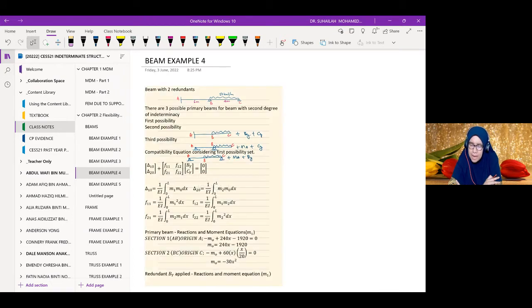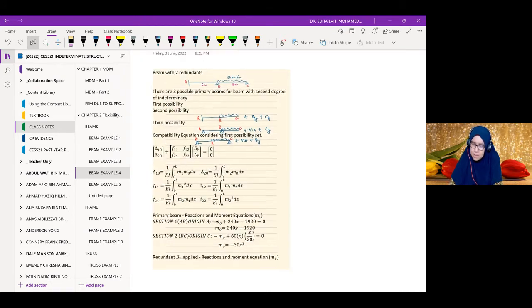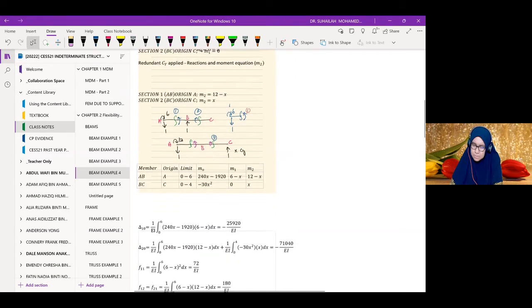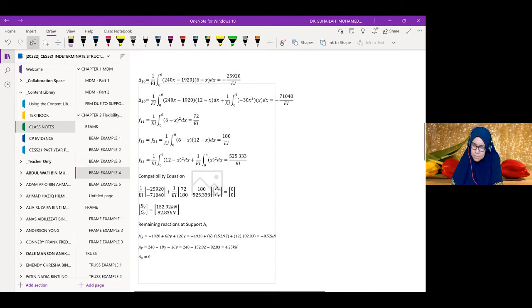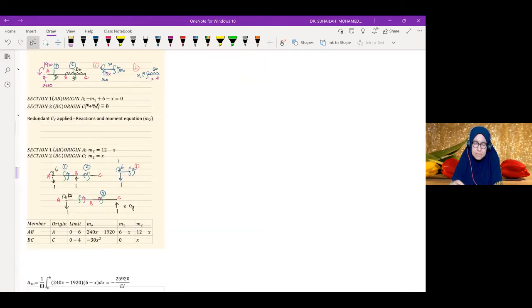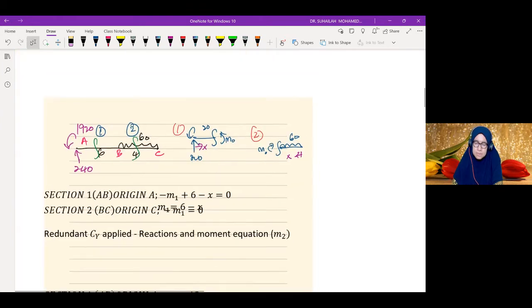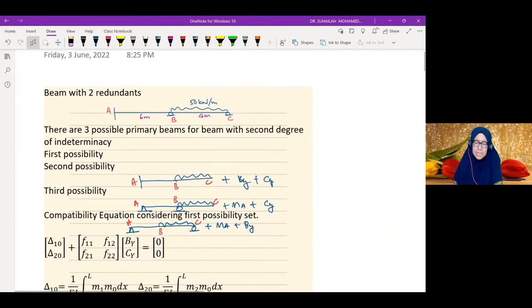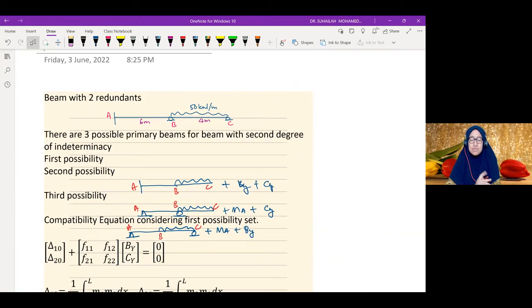I'm not sure whether I have done this until the end. Yeah, this is a full example as well. Okay, but this time this beam has two redundants.